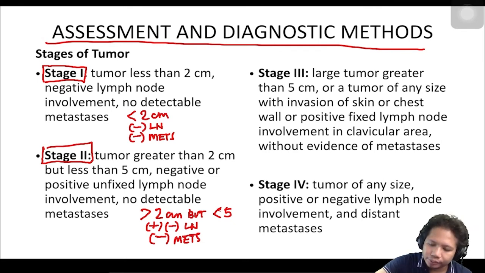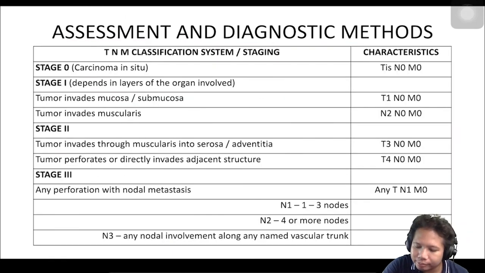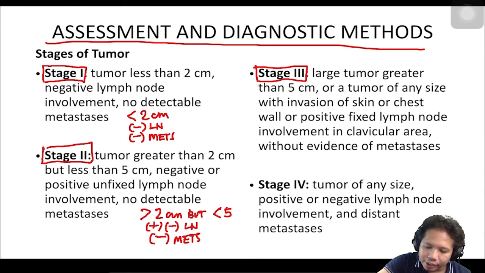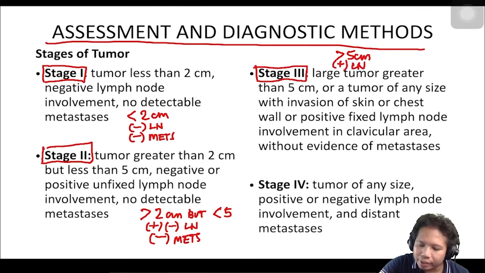Stage 3. When you say stage 3, this is usually greater than, oops, sorry, my bad. Stage 3 is greater than 5 cm. It's positive for lymph node involvement. And here, still negative metastasis.